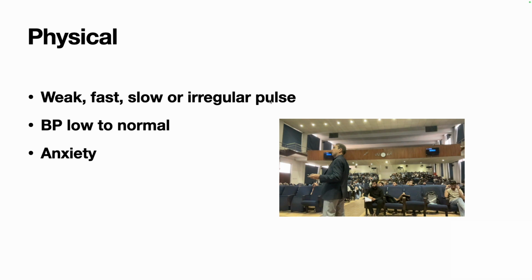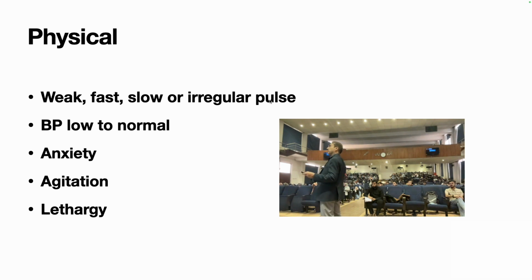BP may be low to normal, there may be apprehension and anxiety, and the patient may be agitated if there is cerebral hypoxia and the cardiac output is low. Some patients may present with lethargy, and finally a serious presentation is coma. This is one of the most serious presentations of rhythm disturbances. And when you have coma, you have to consider the most serious cardiac arrhythmia.